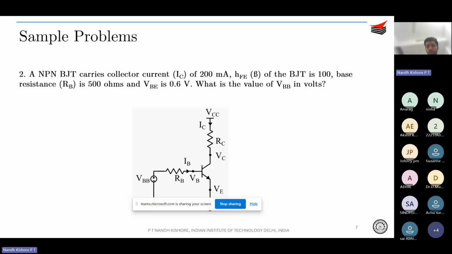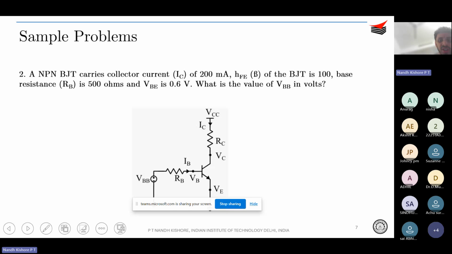Okay, so we will see a numerical example. An NPN BJT carries a collector current of 200 milliamps. Beta is 100, base resistance is 500 ohms, and VBE is 0.6 volt. What is the value of VBB in volts? So it's a pretty simple problem. Everything is given over here, right? And since the region of operation is not given, you directly assume that your IC is going to be beta times IB, and then you just go ahead and solve.